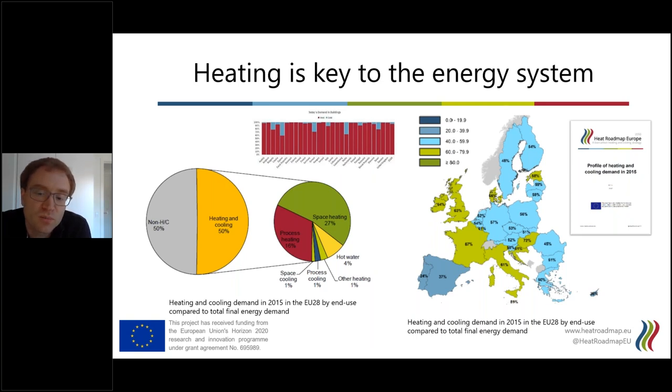We also looked into cooling, but as you can see here, cooling is actually not a large chunk of the overall demand, and especially not for Austria. So I'll not discuss this as much. It's maybe something that could be interesting to look more into, but the focus in the HeatMap Europe study has actually been the heating supply. The cooling has also been evaluated, but I will mostly talk about the heating sector here. Next slide, please.